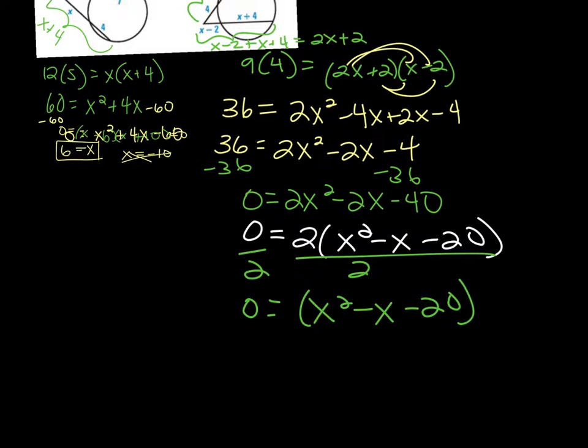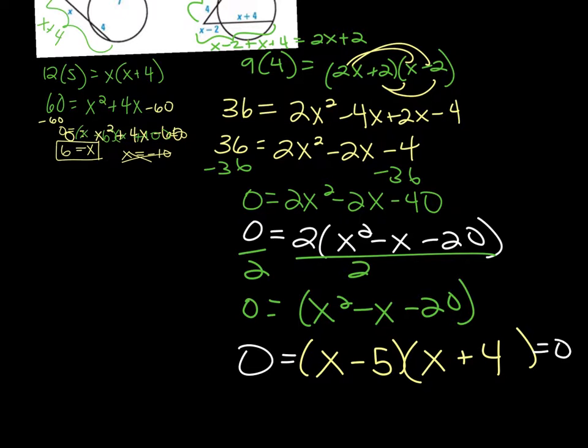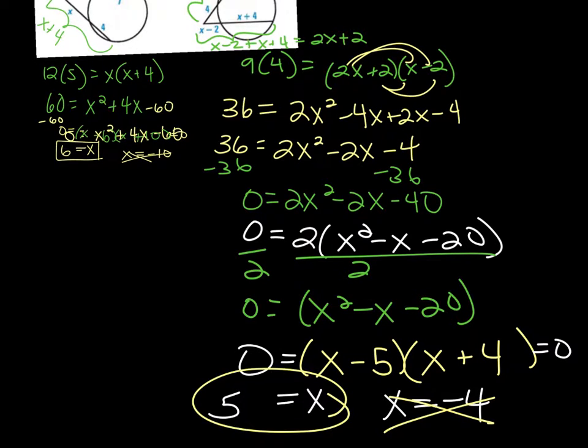So what are the factors of negative 20 that add up to negative 1? Emily? Negative 5, positive 4. And then set them each equal to 0. Rule out the negative. Keep the positive. Questions on that one?